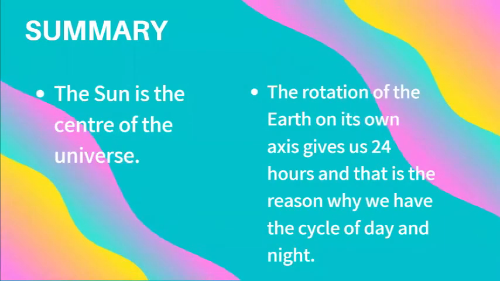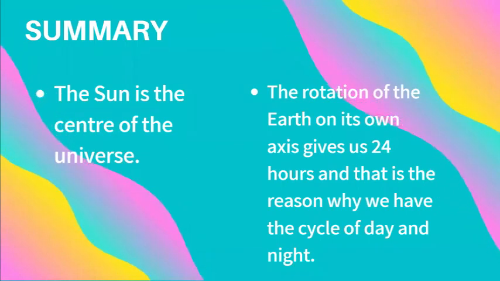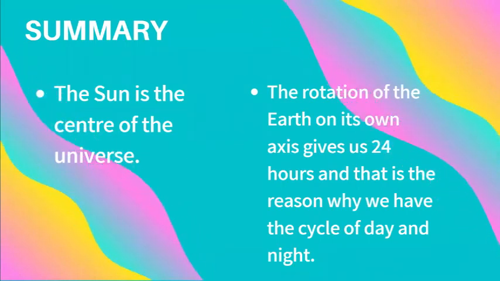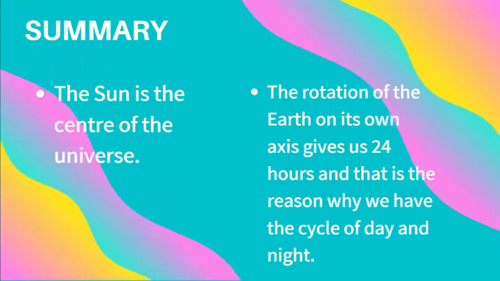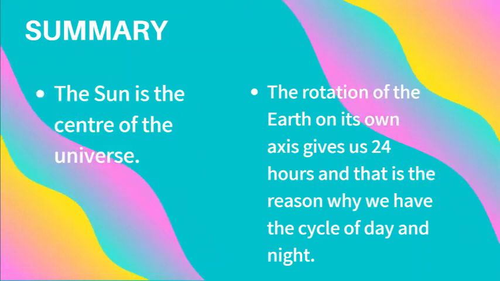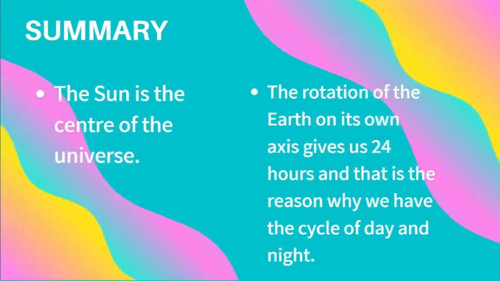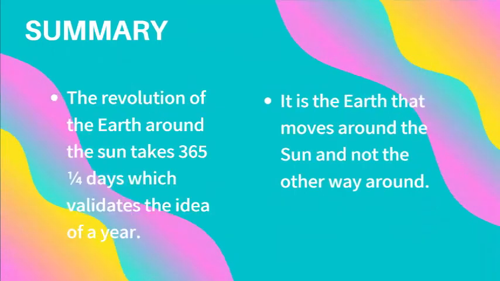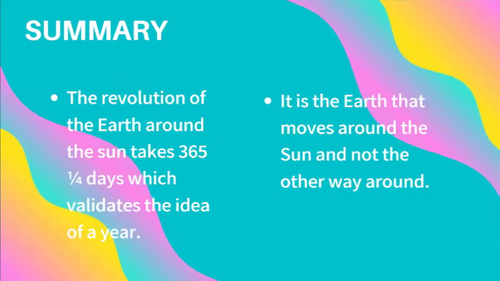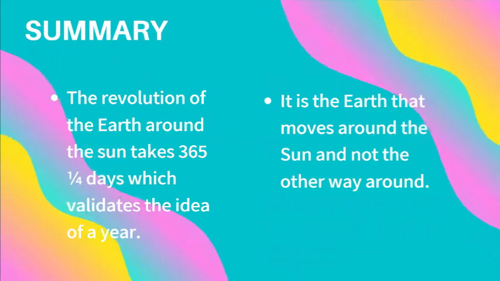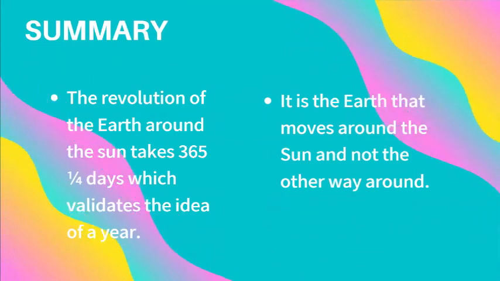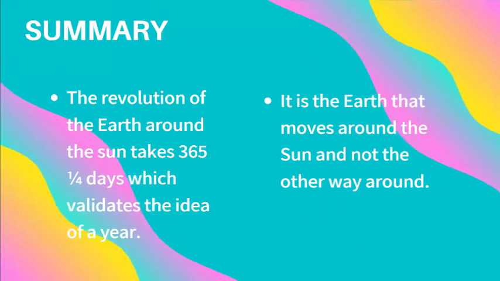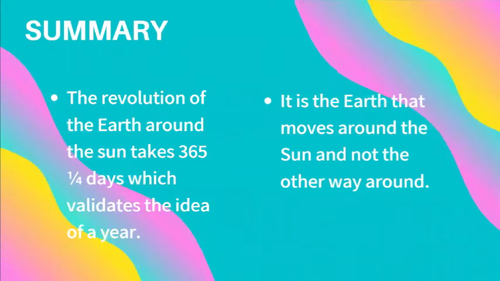To summarize the discussion today, we learned that the Sun is the center of the universe. The rotation of the Earth on its own axis gives us 24 hours, and that is the reason why we have the cycle of day and night. The revolution of the Earth around the Sun takes 365 1/4 days, which validates the idea of a year. It is the Earth that moves around the Sun and not the other way around.